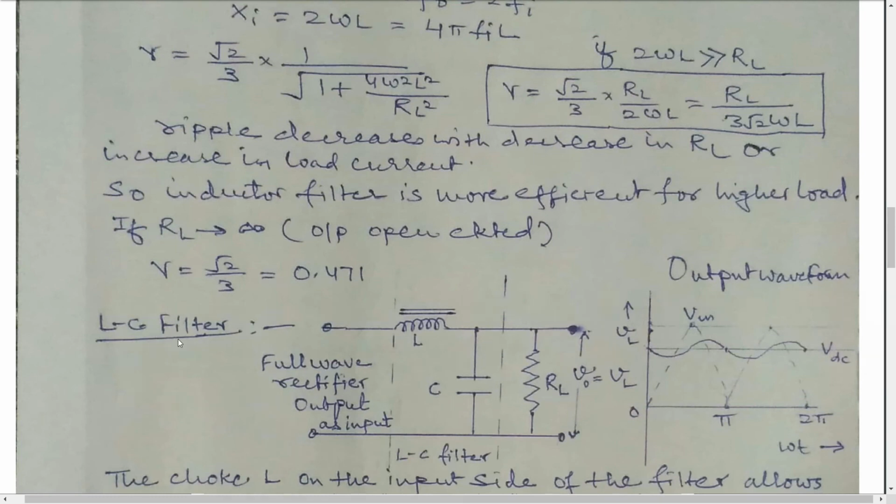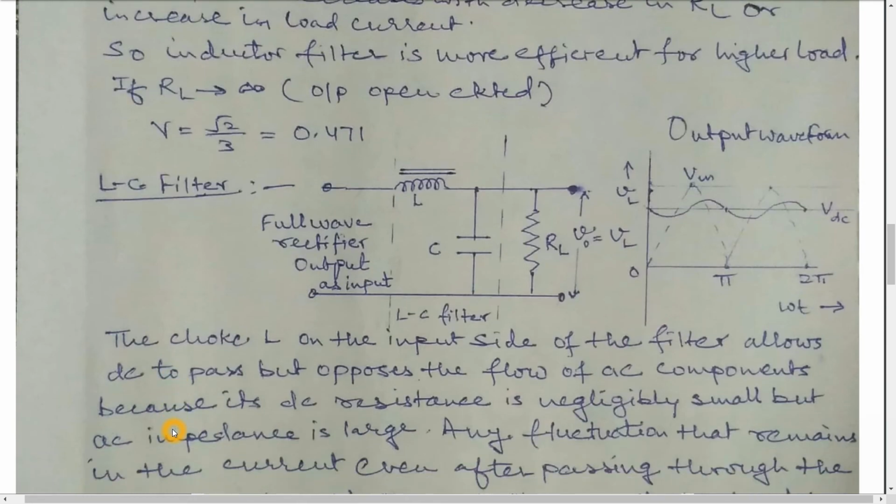Now let us take LC filter. LC filter is connected at the output of full wave rectifier. It is L, it is C, which is in parallel, in shunt with the load resistance. It is inductive filter which is in series with the rectifier. This type of waveform is obtained at the output across the load resistance.